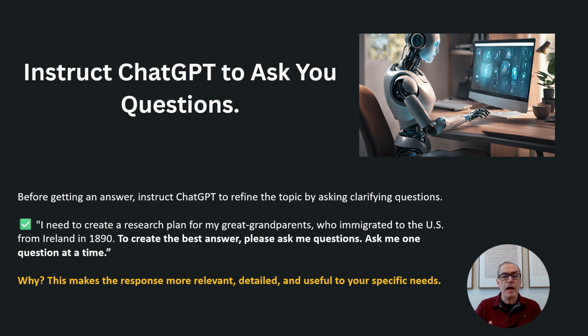So for instance, I need to create a research plan. To create the best answer, please ask me questions, ask me one question at a time. In this way, you'll build up a prompt or a series of prompts that will ensure you have a really good answer at the end of the day. So this is really a secret that not a lot of people will know, but you can turn the tables. And we'll use that kind of theme as we run through the different tips and tricks of generative AI here.